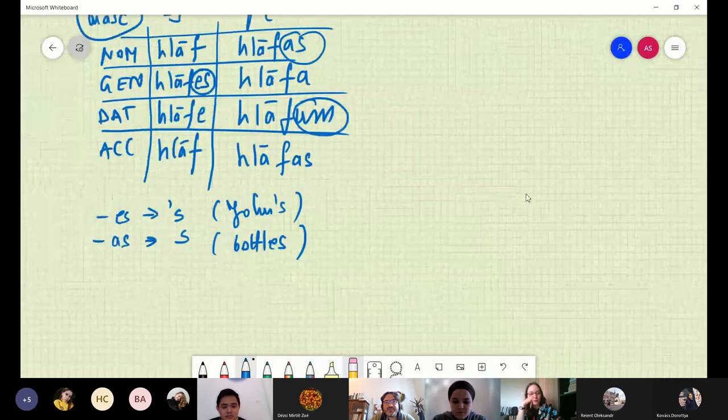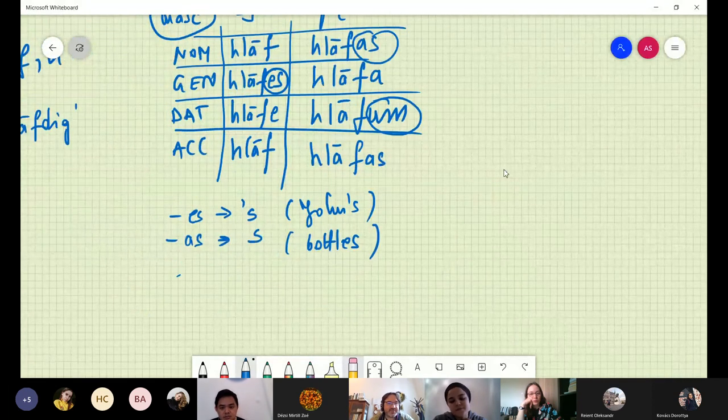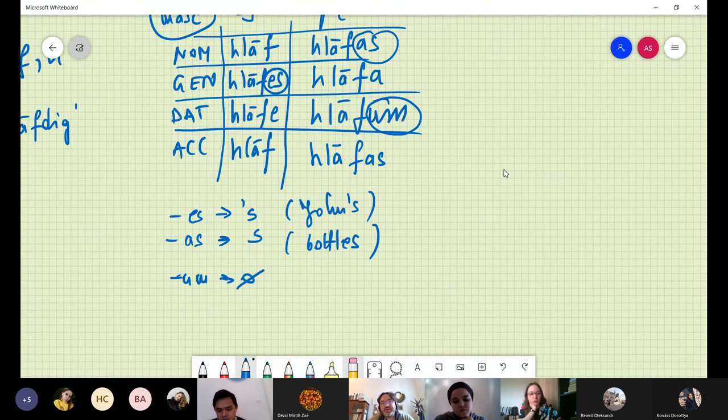Let me ask you. So this suffix is actually dead, right? It doesn't occur anymore. So this is just not there anymore. Let me ask you, is this around? This is the genitive plural. This is not fair of me. This suffix is actually found as a zero suffix.